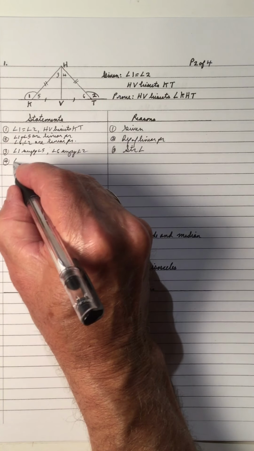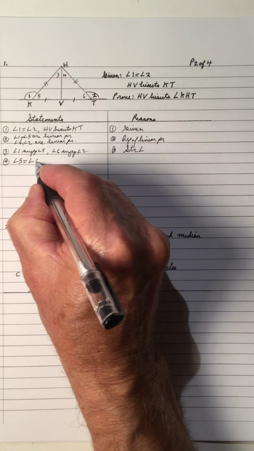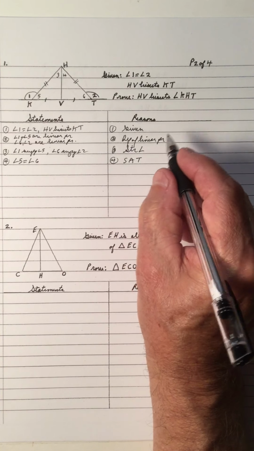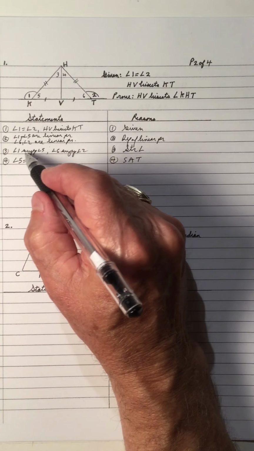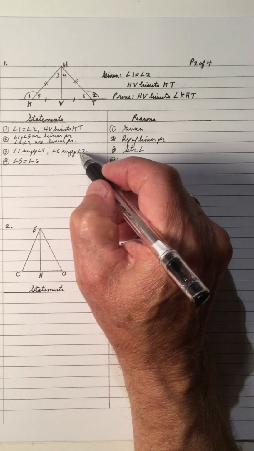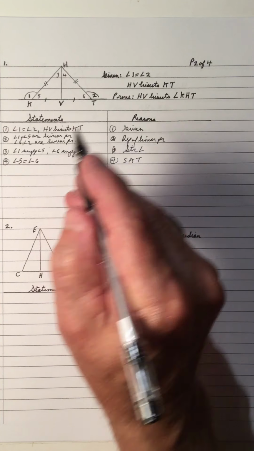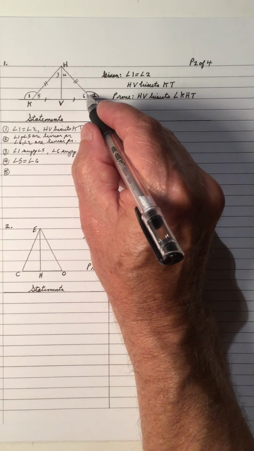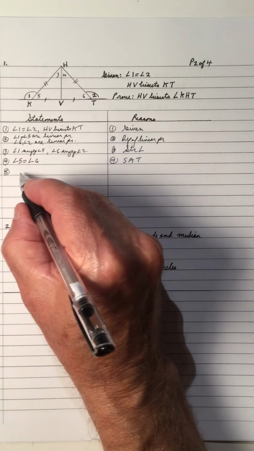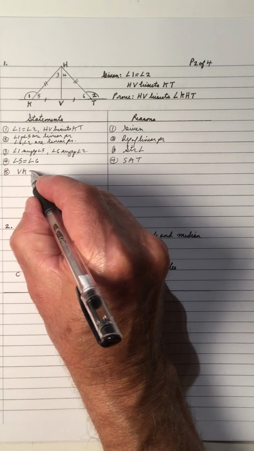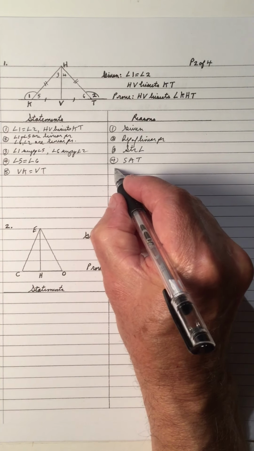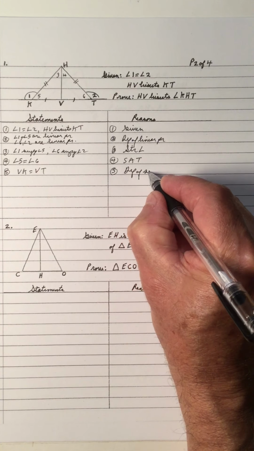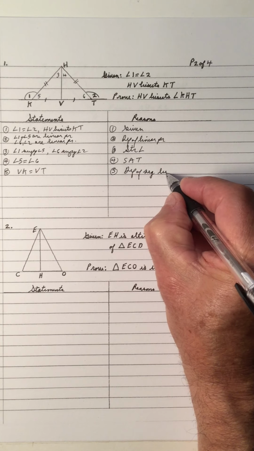And now that means that angle 5 is equal to angle 6, and it's SAT, supplement angle theorem. Supplements of equal angles are equal. These are supplementary. 1 is equal to 2, so 5 is equal to 6. And now we have a given. So because of this given, we have VK equals VT, and that's the definition of a segment bisector.